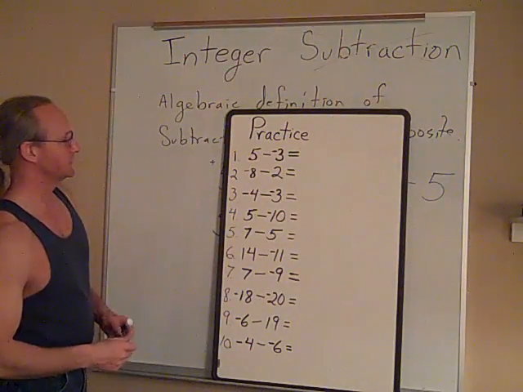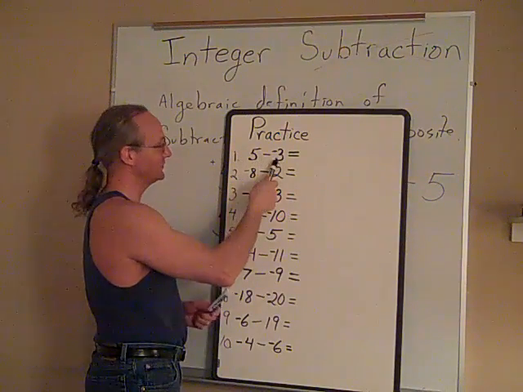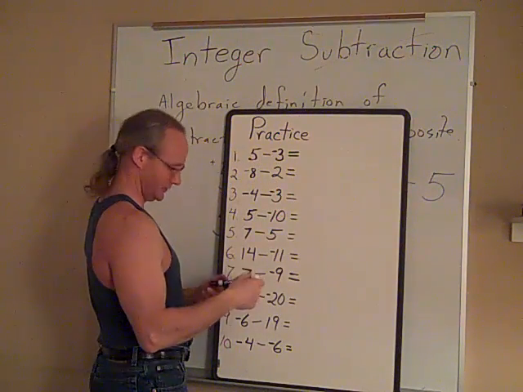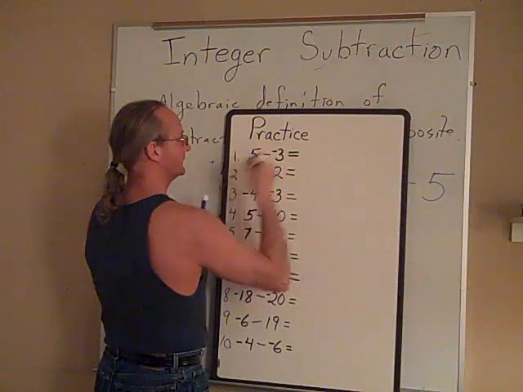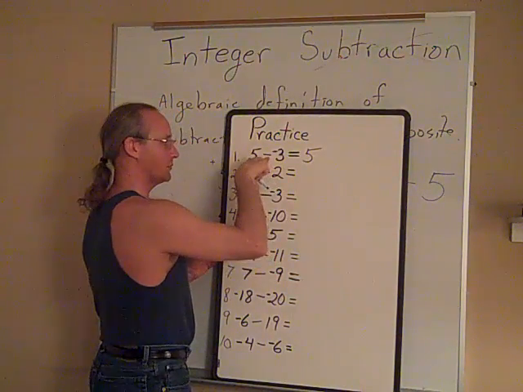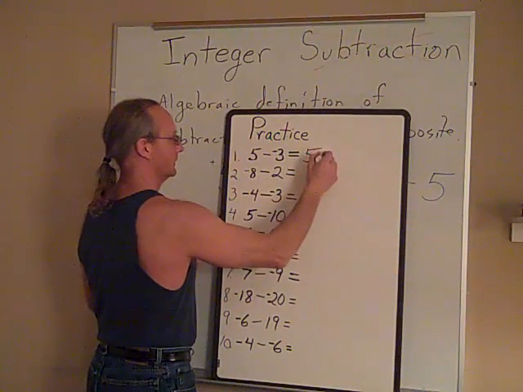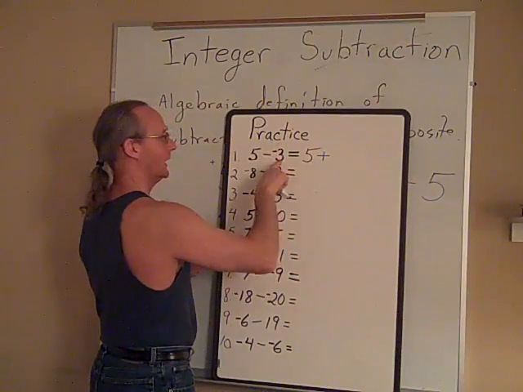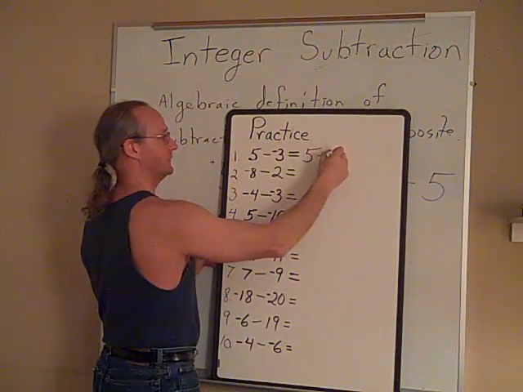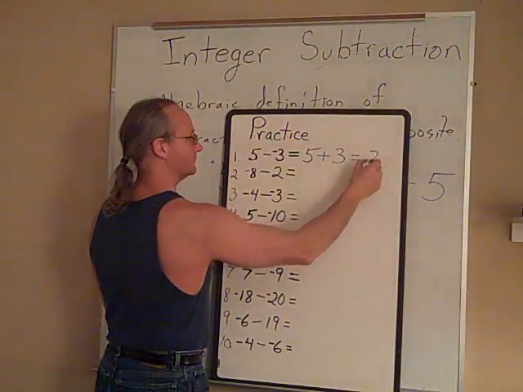And I'm going to rewrite this first one. This says 5 subtract negative 3. And I'm going to change it to 5. I'm going to change the operation to addition. I change the sign to a positive 3. And 5 plus 3 is equal to 8.